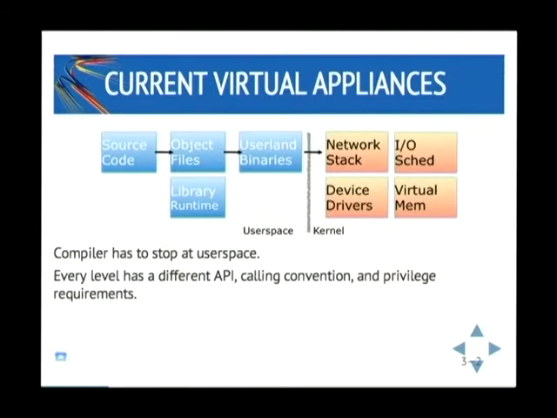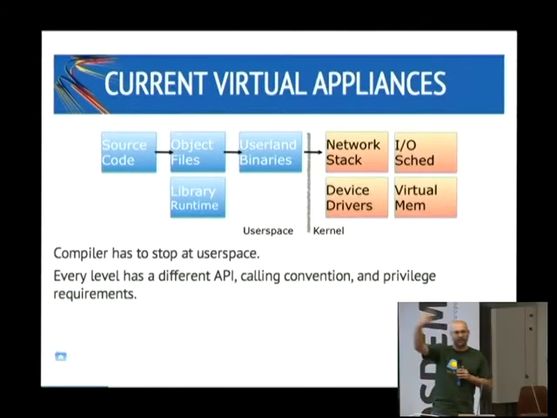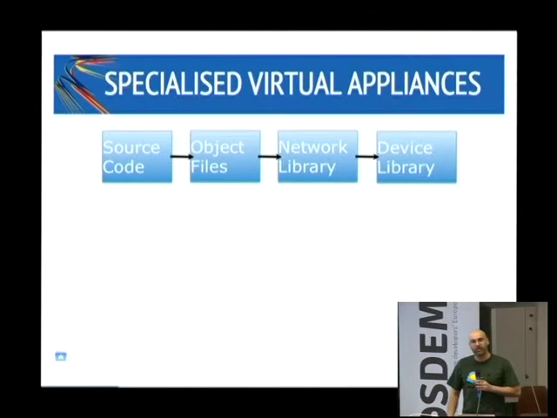And before you know it, it's a very confusing thing to debug because every level has a different API, different calling conventions, and different requirements and privileges and so on. And this has really evolved over the last 20 to 30 years. So what do we do differently?